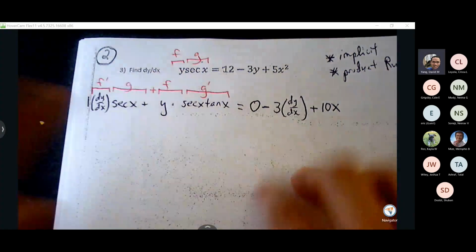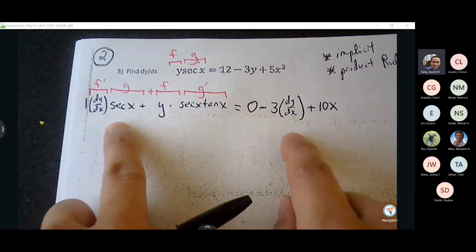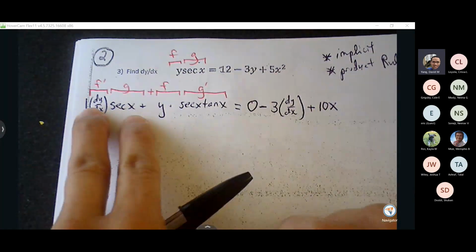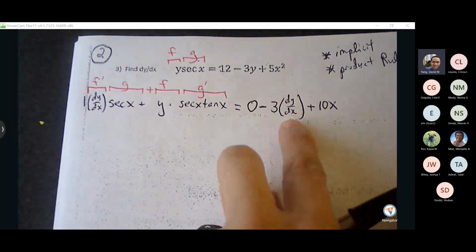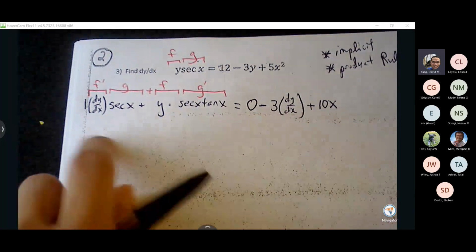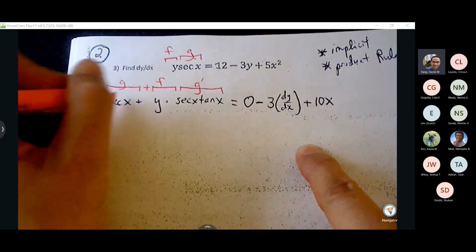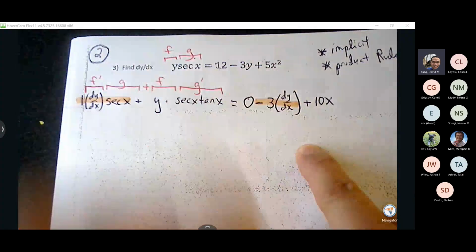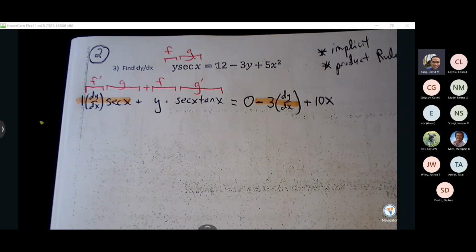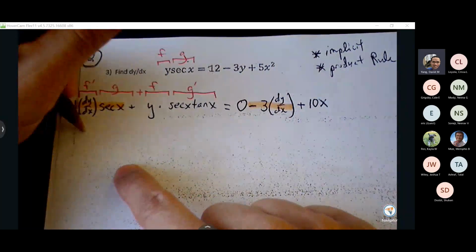All right, so now we have 4 terms here. You got that dy/dx secant x, you got that y secant x tangent x, negative 3 dy/dx, and 10x. So the calculus is done. Now we're just rearranging, adding, subtracting, dividing to try to get dy/dx by itself. So I see my dy/dx terms. I want these two together so I can collect their dy/dx's. So I'll put them together on the same side.